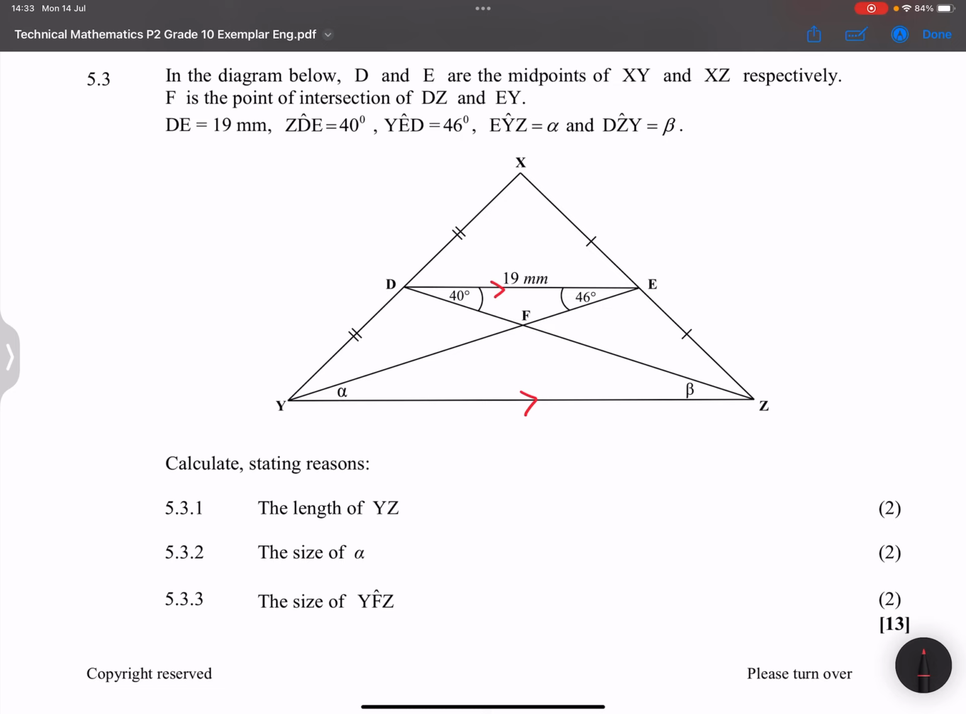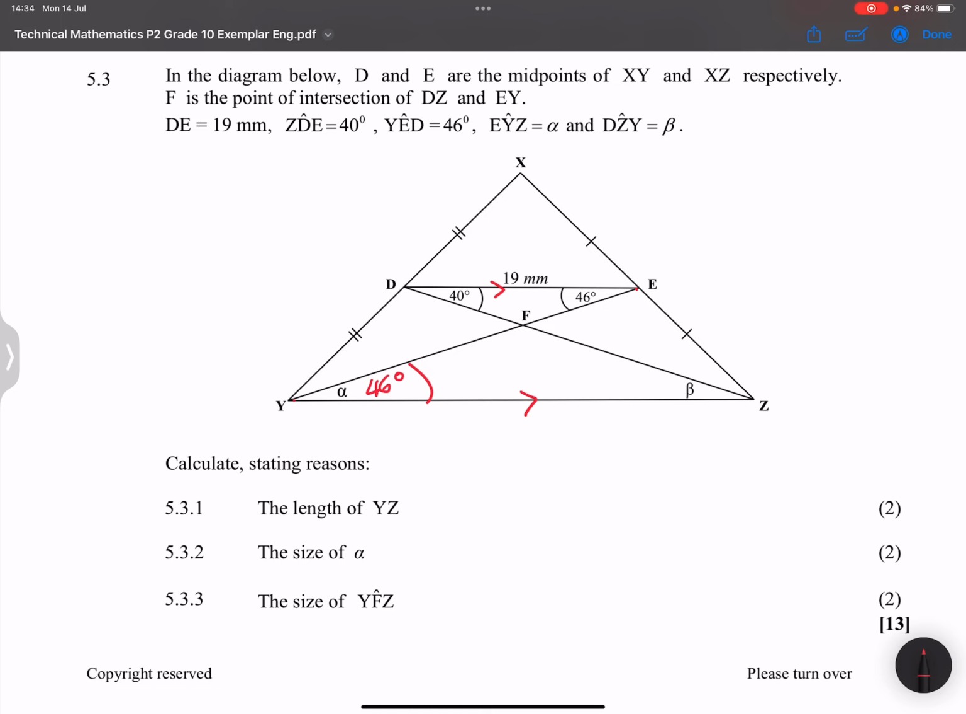Very important. And then they say F is the point of intersection of DZ and EY. We can see that. And they are giving us all of the dimensions. They say that DE is 19 millimeters, angle ZDE is 40 and angle YED is 46. Now, we've got all the other angles unknown. So I can already state that angle EYZ, that is that angle alpha over there, is 46 degrees.